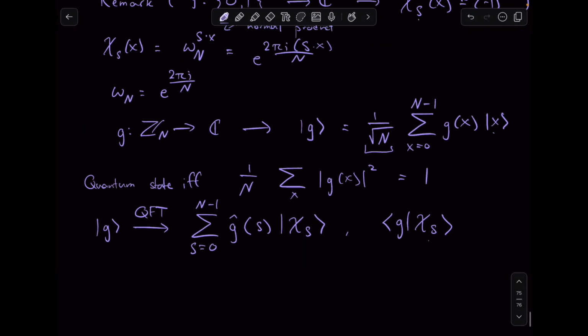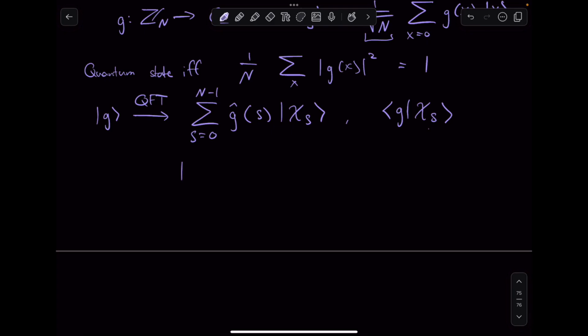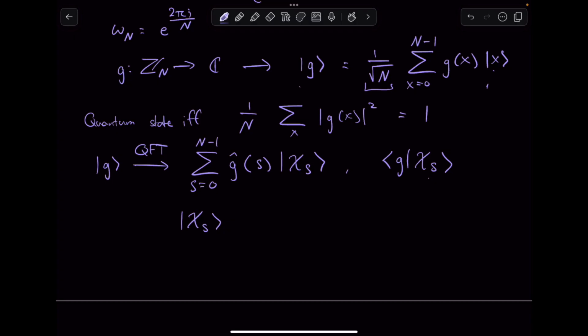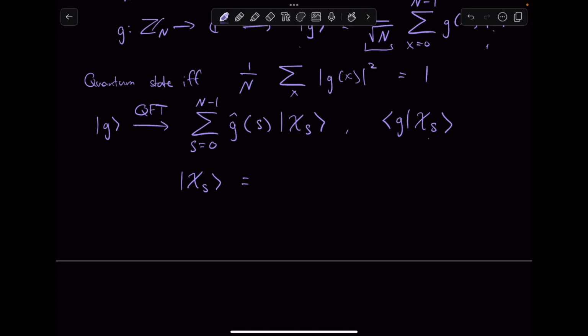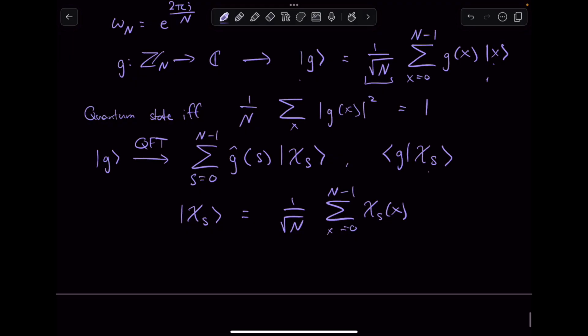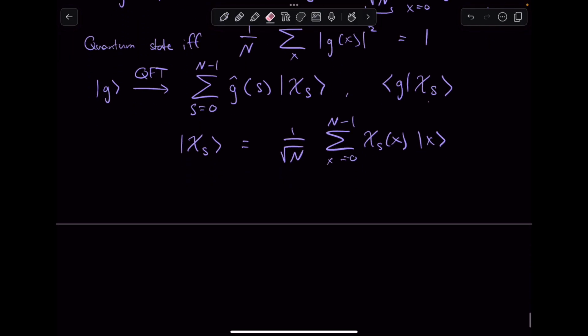Oh yeah, and so ket chi is different than chi on its own, because we have to use the standard quantum way we associate a function to a quantum state. So this is just 1 over the square root of n, sum from x equals 0 to n minus 1, chi of s, x, ket x. And from what we have above, this is the nth root of unity. So this is the ket chi of s.